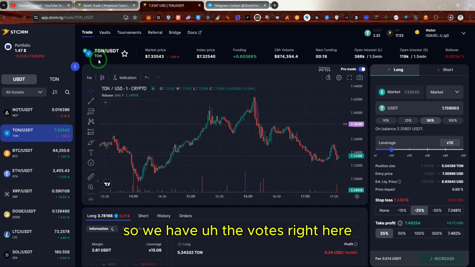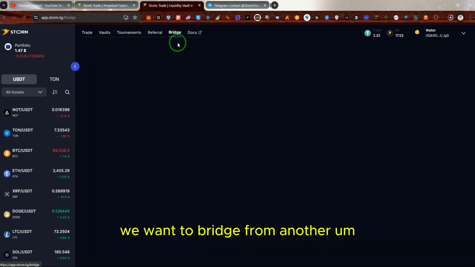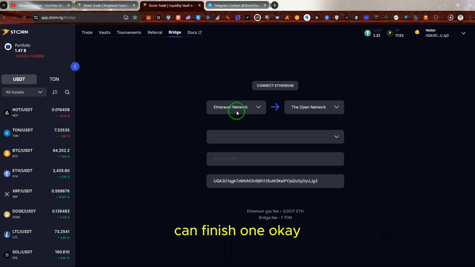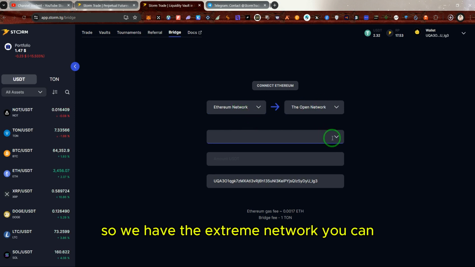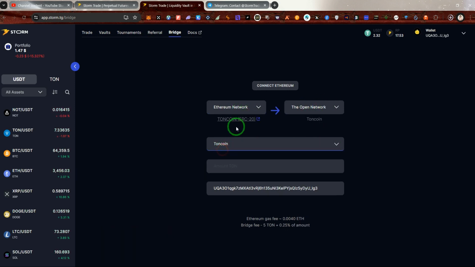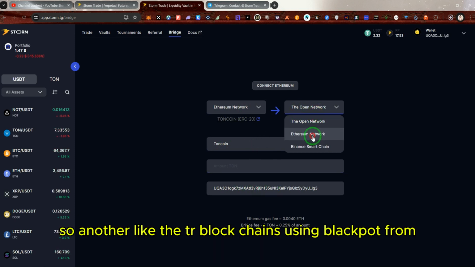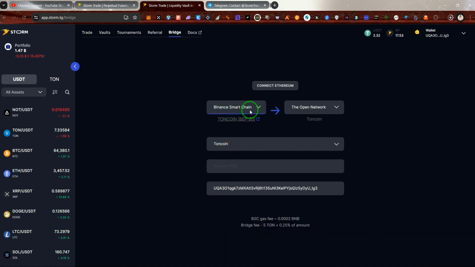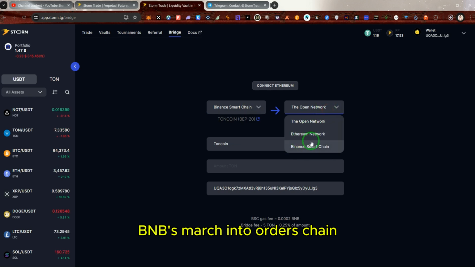We have the vault right here. We have the bridge right here. If we want to bridge from another platform to the others, you can do this one. We have the Ethereum network. You can bridge from this to another, like Ethereum blockchains, or from BNB Smart Chain to other chains.